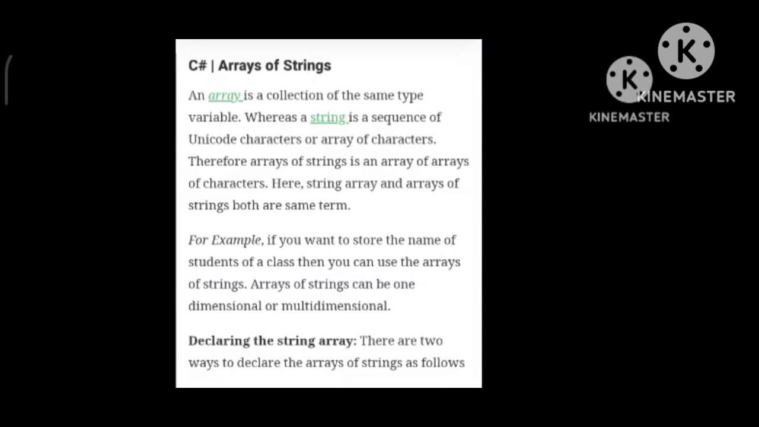Next, arrays of strings in C language. An array is a collection of variables of the same type, whereas a string is a sequence of Unicode characters or an array of characters. Therefore, an array of strings is an array of arrays of characters. Here, string array and array of strings are the same term. For example, if you want to store the names of the students of your class, then you can use an array of strings. Arrays of strings can be one-dimensional or multi-dimensional.